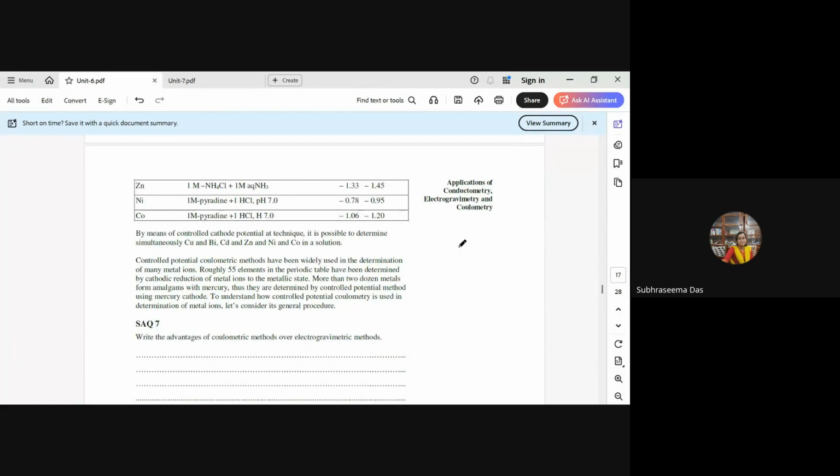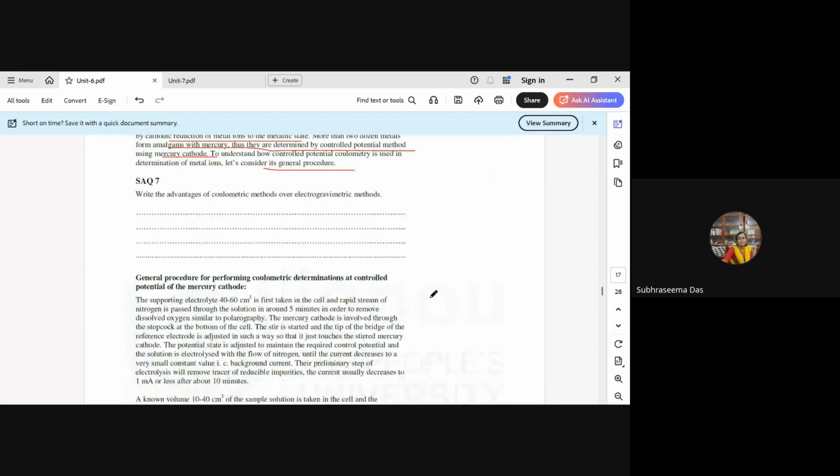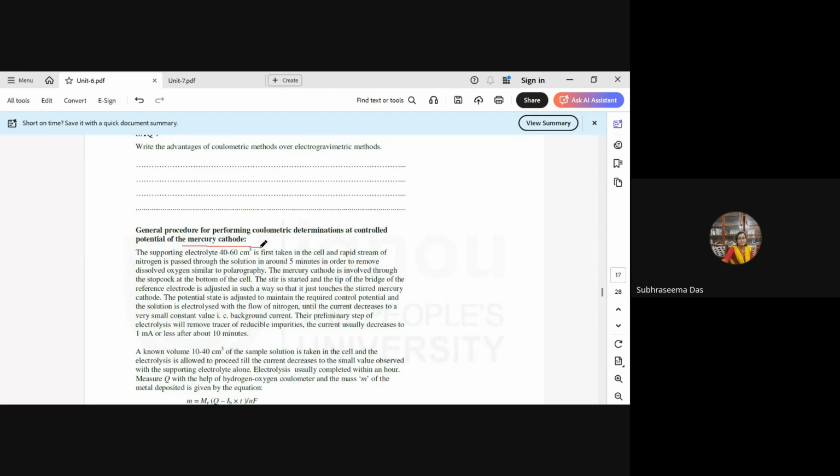So controlled potential coulometric methods have been widely used in the determination of many metal ions. Roughly 55% of the elements in the periodic table have been determined by cathodic reduction of metal ions to the metallic state. More than two dozen metals, we know, form amalgams with mercury. Thus, they are determined by controlled potential methods using a mercury electrode. Now, to understand how this works, let us consider a general procedure. What is the general procedure for performing coulometric determinations at controlled potential of the mercury electrode?